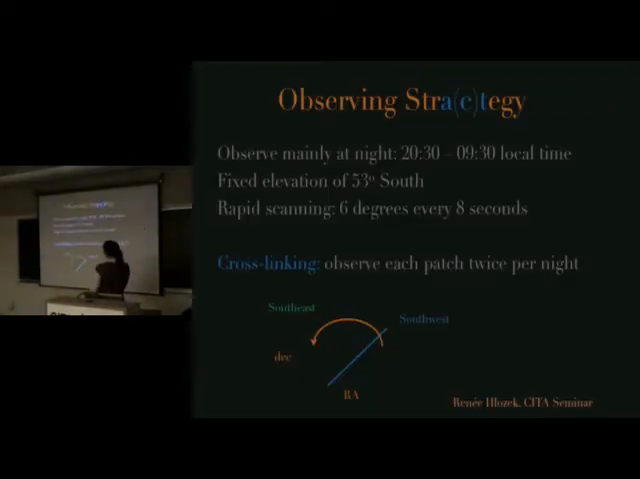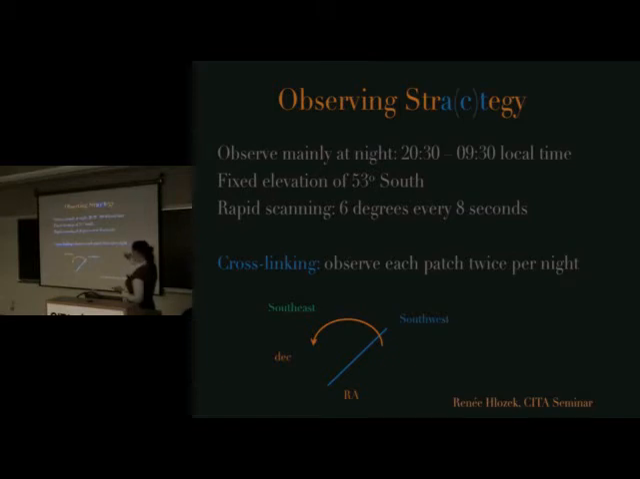Okay, so what do we do? I was really excited to learn a little bit more about how ACT works because I hadn't dealt with CMB data before, but one of the things that I was really excited about was to discover how we do cross-linking. So we observe mainly at night to control the systematics, like when the sun comes up, the telescope gets hot and kind of messes around with things.